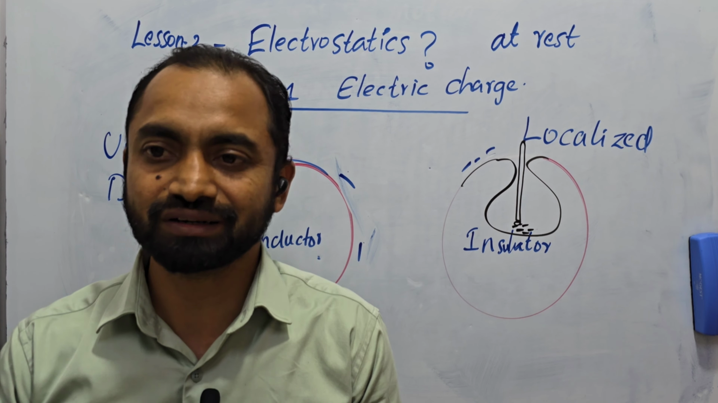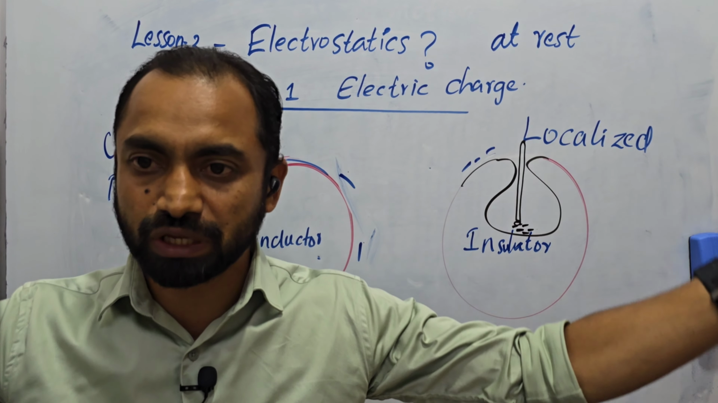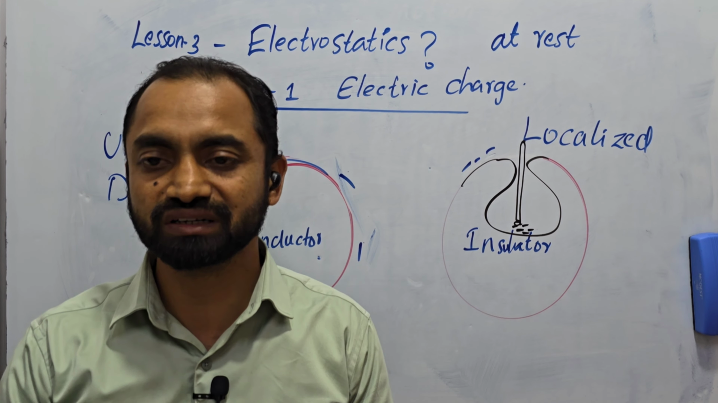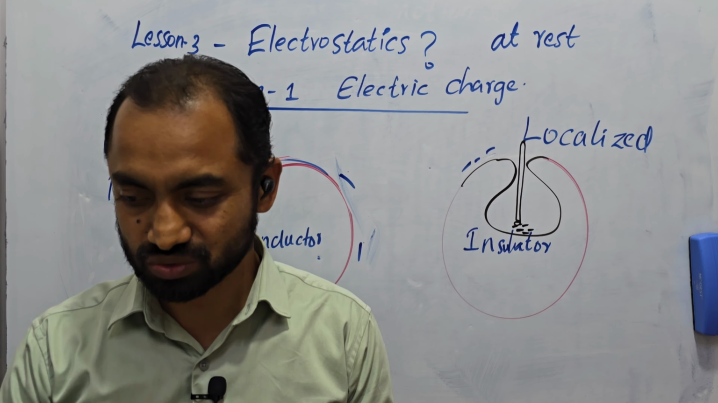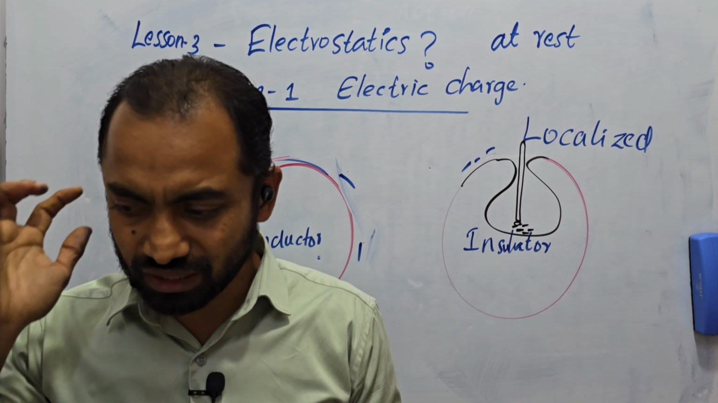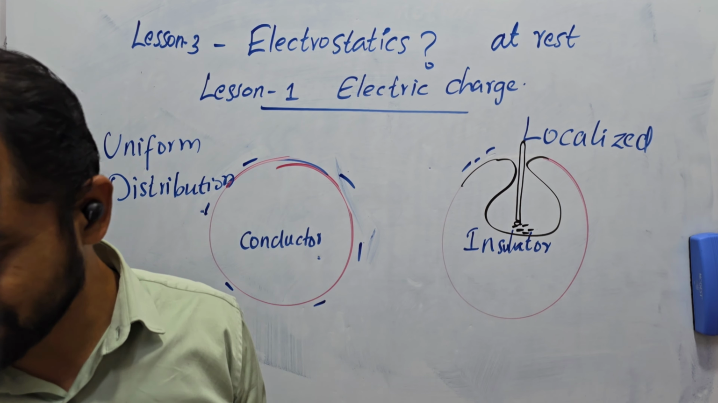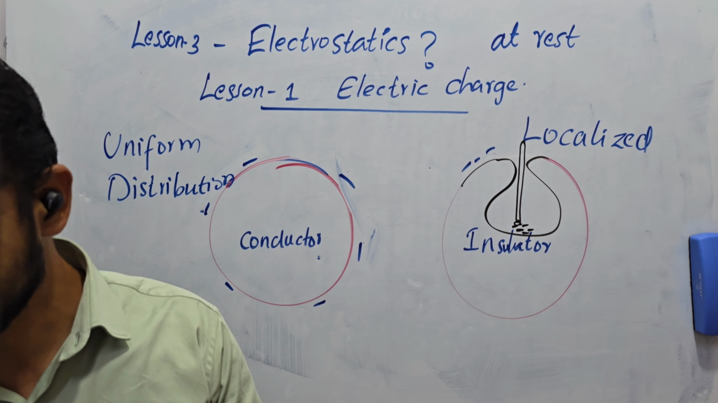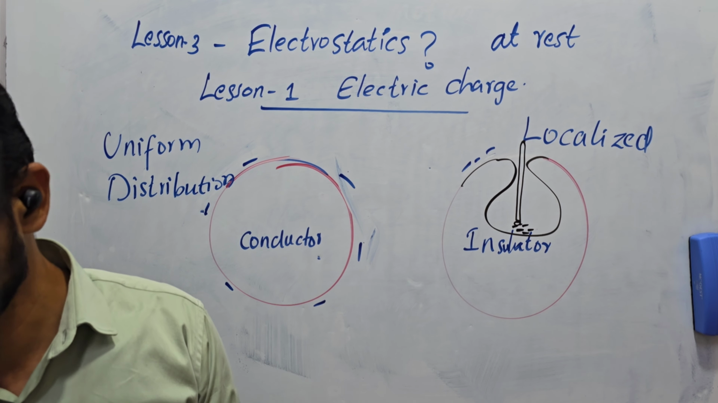Moisture means water content. In the air, there will be water vapor, right? That water content in the air is called moisture, okay? And this can happen due to moisture in the air or contact with other objects, or the charge will leak to the surrounding air, okay?